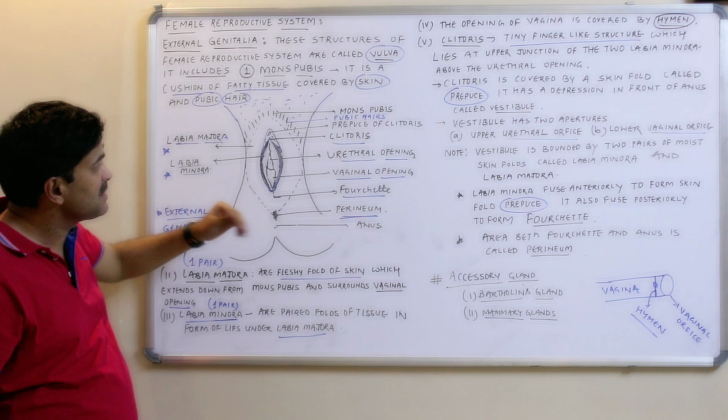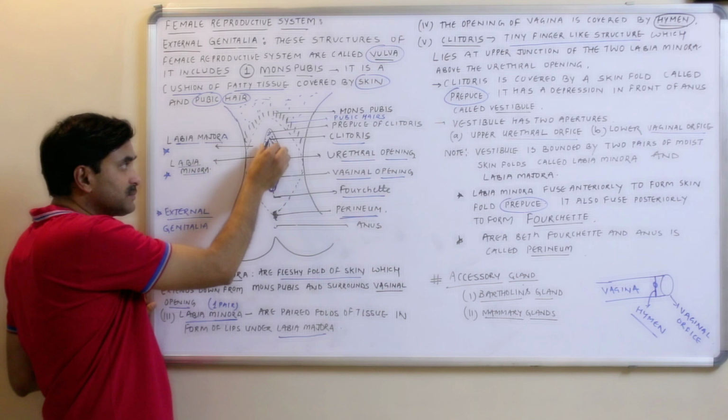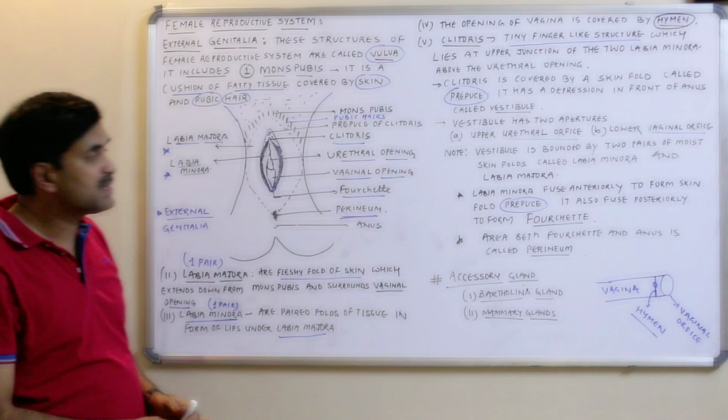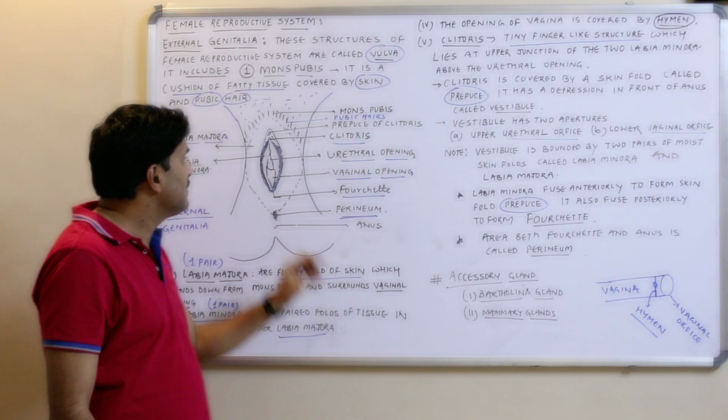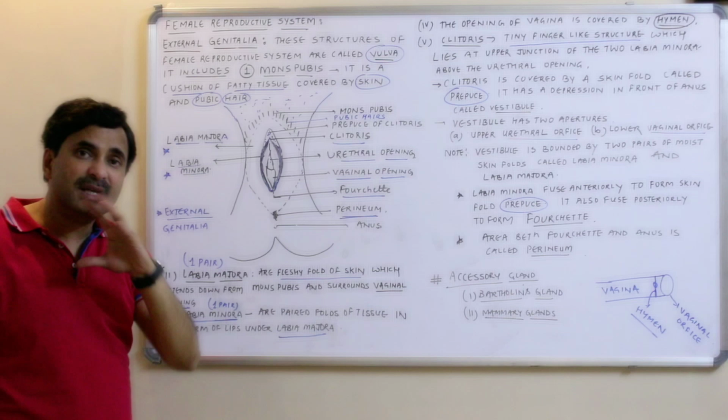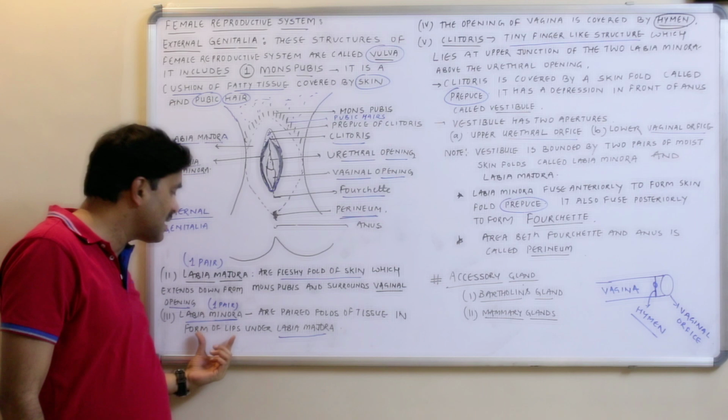So this is the prepuce, and there is a depression in front of the anus. This depression is called the vestibule. I can say that this entire area, which is a depression-like structure, is called a vestibule. And this vestibule consists of two openings. One is the urethral orifice, in which the urethra opens. And the lower one is called the vaginal orifice, in which the vagina opens. Okay. And we can say that this vestibule is bounded by the two lip-like structures known as the labia majora and the labia minora, which we have discussed just now.